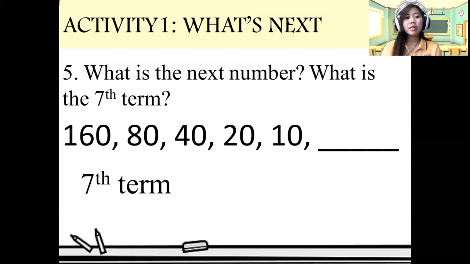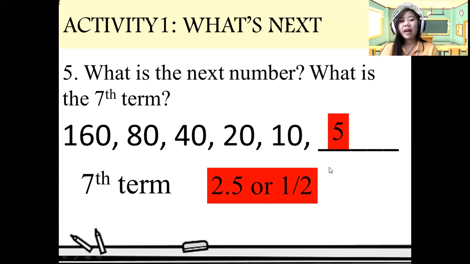So what do you think is the next number? Okay, when we divide it by two, all of them are divided by two. So we need to divide the 10 by 2. So 10 divided by 2 is 5. And what is the seventh term? Okay, the seventh term is 2.5 or 1 half.